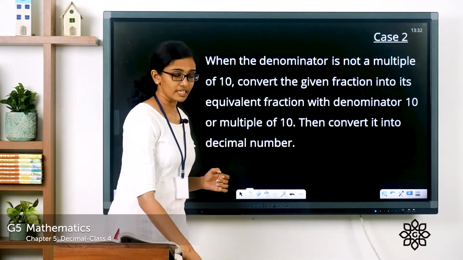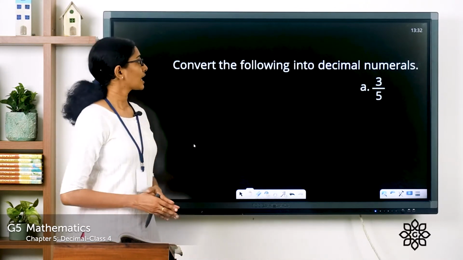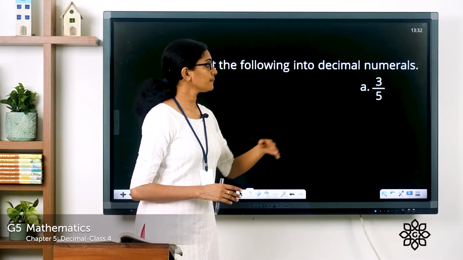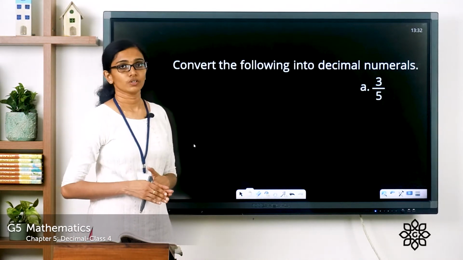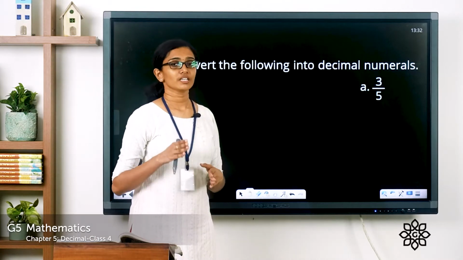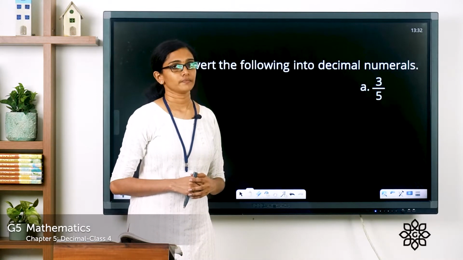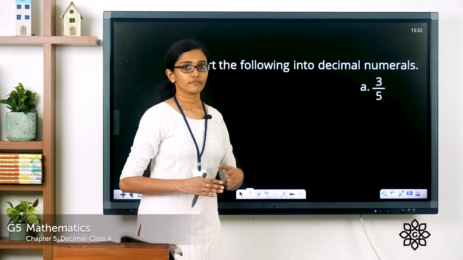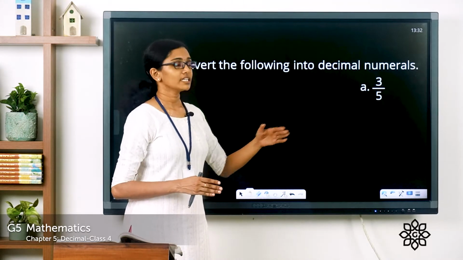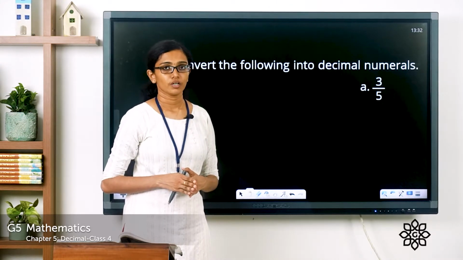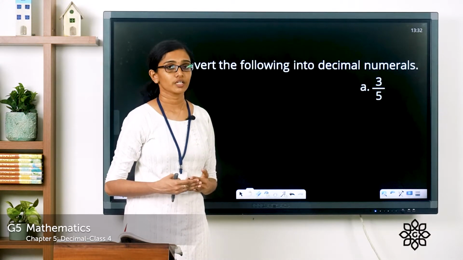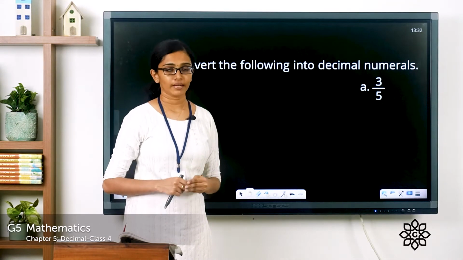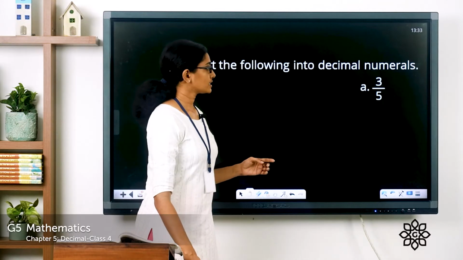Let me make that more clear to you with an example. Convert the following into decimal numerals. And what is the fraction given here? It is 3 by 5. See, 5 here, it is not a multiple of 10. So first we have to find an equivalent fraction of this 3 by 5 so that the denominator becomes a multiple of 10. So how do you find an equivalent fraction? By multiplying both the numerator and the denominator with the same number, right? So let's see how we can do that.